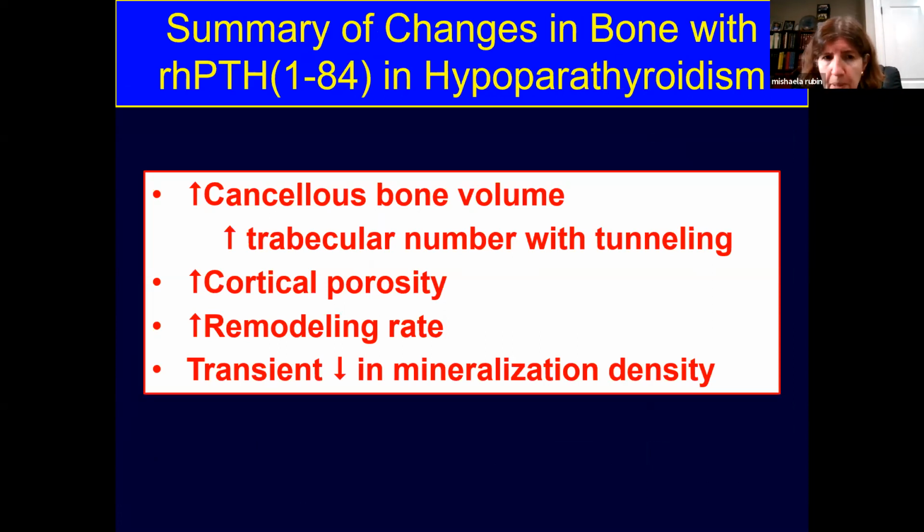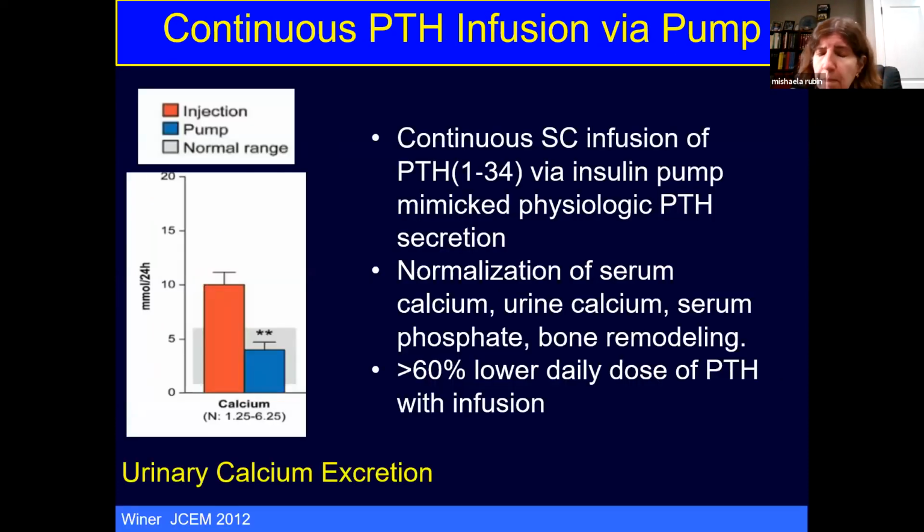So to summarize, what happens to bone with PTH treatment is that the cancellous bone volume goes up. So there's more trabecular bone because they're splitting from one thick trabeculae into more numerous skinny ones. The little holes in the cortical bone, cortical porosity, increase. The remodeling rate or the bone turnover increases, and there's a transient drop in the mineralization, which then goes up. So what this is showing is that the skeleton is waking up and basically thinning down, really. And I think it's not perfect.